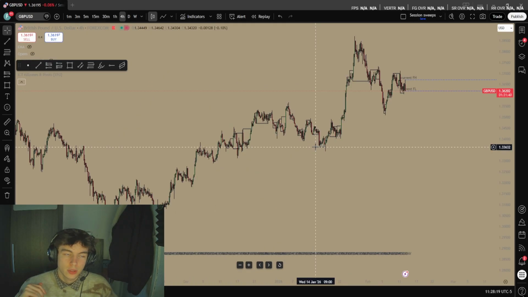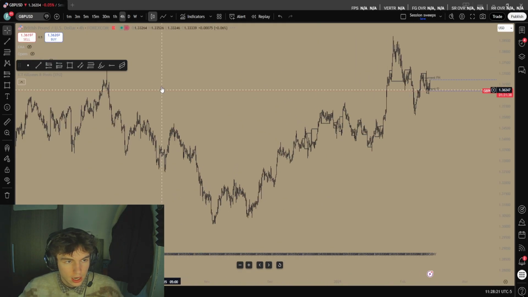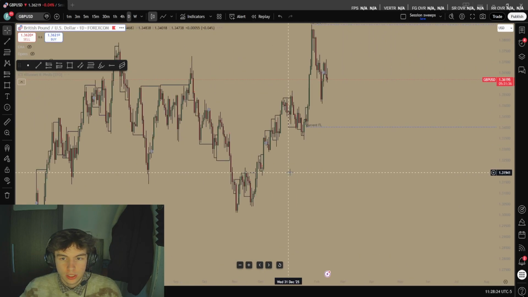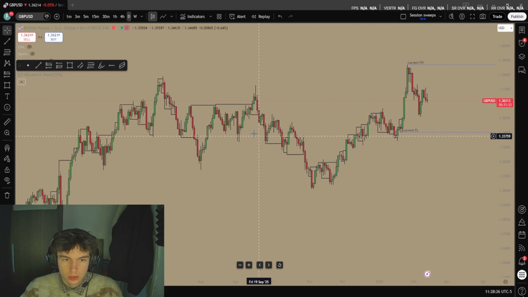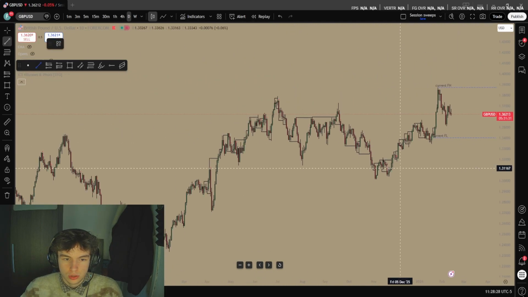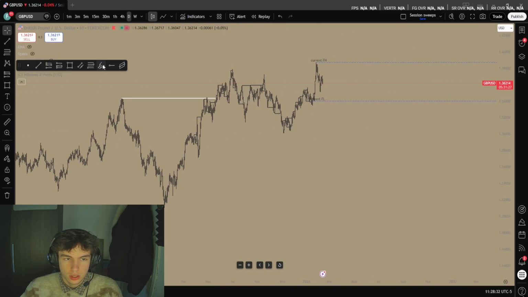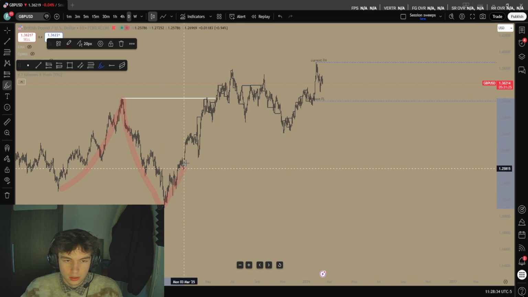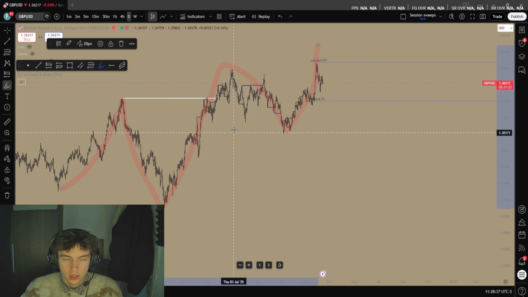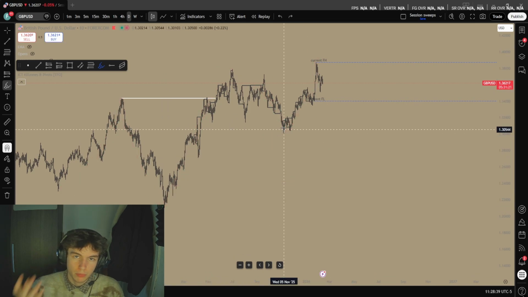Let's take an example on GBP USD. Our first step is we're going to be looking at swing structure. What is the swing structure doing? Swing structure overall, you can see clearly we are bullish, right? Create a high, low, high, low, high. So this is where we are bullish.